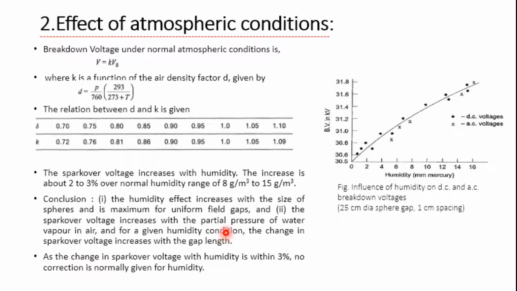If there is a presence of water vapor, the spark-over voltage will also increase, and for the given humidity condition the spark-over voltage increases with the gap length. So if there is a presence of humidity and water vapor, the breakdown strength is also going to increase. As the change in the spark-over voltage with the humidity is within 3%, there is no need to make the correction for the humidity.